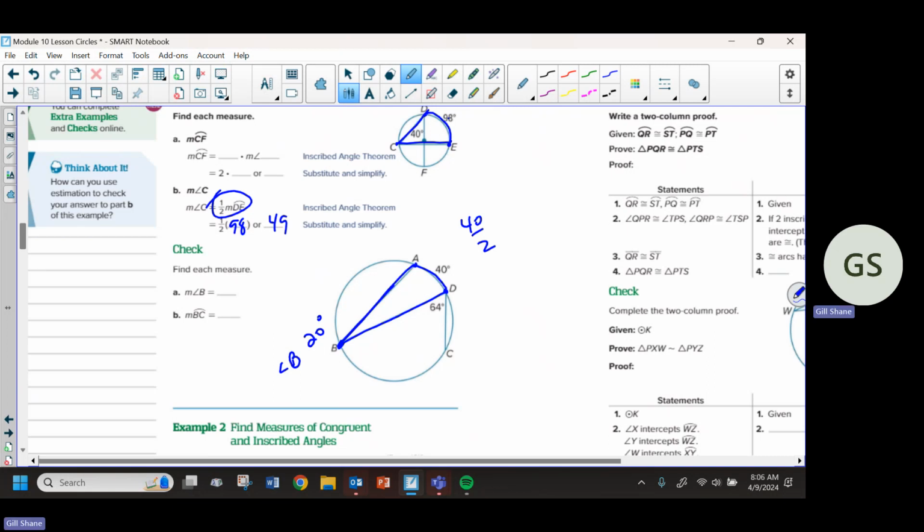And now we do the opposite. Now they gave us an angle. So I trace the angle all the way out and find the arc. What is that arc? Who am I going to call on? Jamarcus, what is that arc? So if I know the angle, I trace it back to the arc, two times the angle.